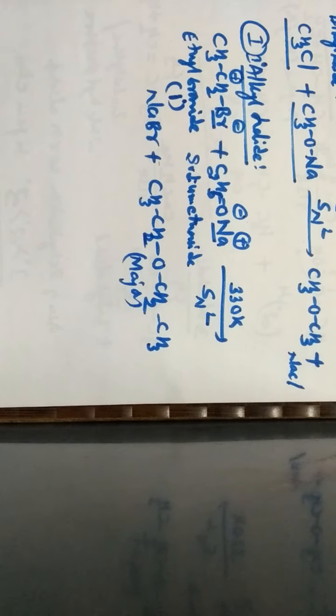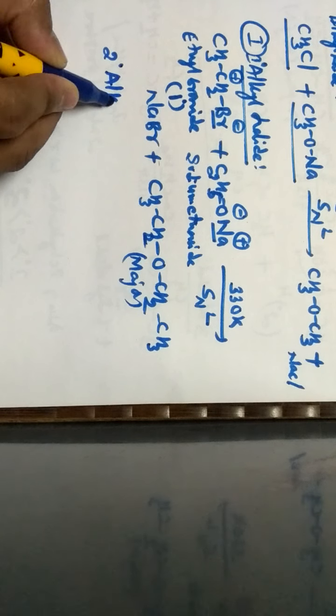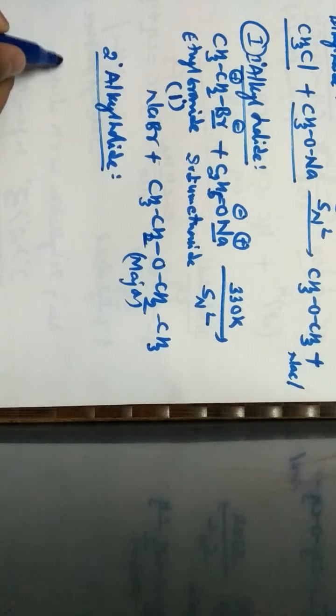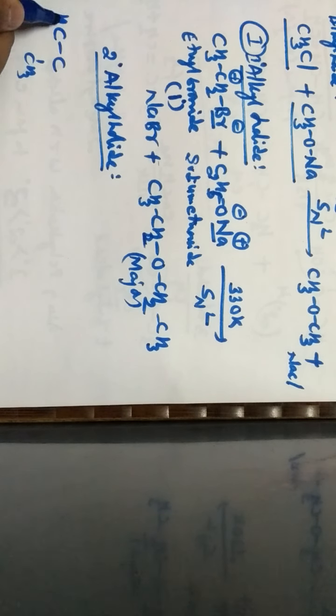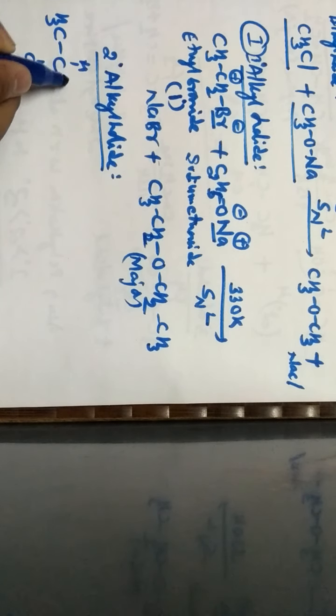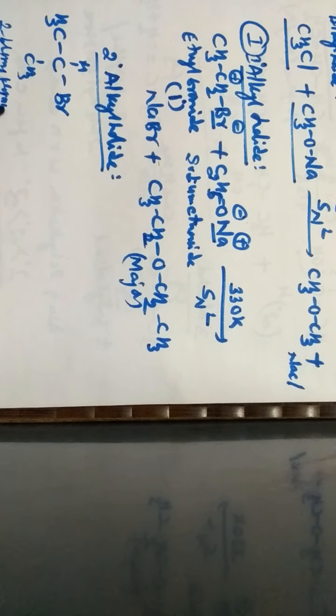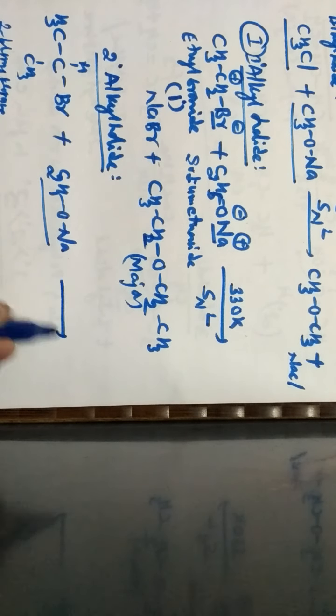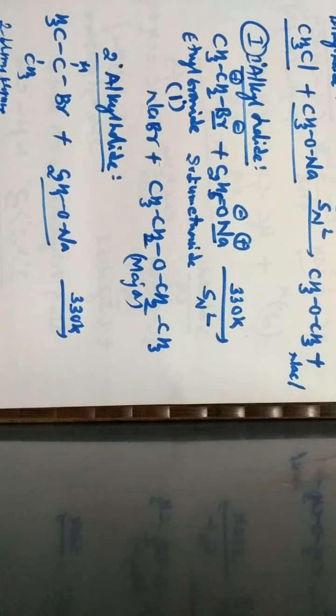But the case of reaction is different when secondary alkyl halide is involved. For example, if I take a secondary alkyl halide, this is an example. It is known as isopropyl bromide, or I can also call it 2-bromopropane. When this 2-bromopropane is again made to react with sodium ethoxide by maintaining a temperature of 330 Kelvin.